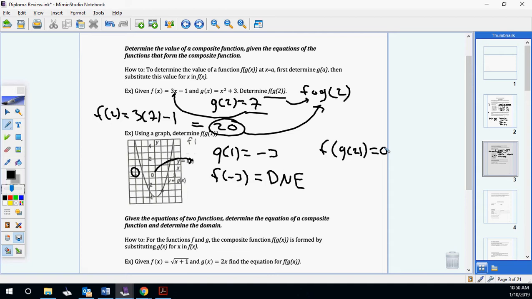And it's the graph. It's not the same as that. So if you're thinking, why isn't it 20? Well, these are different. Okay, good. All right.